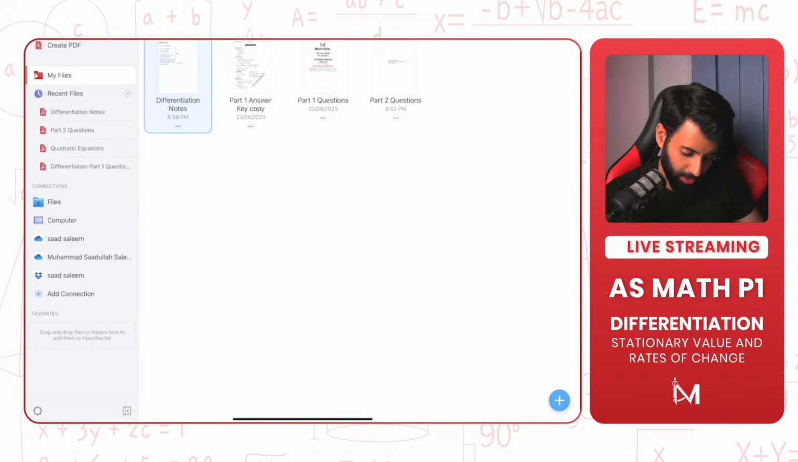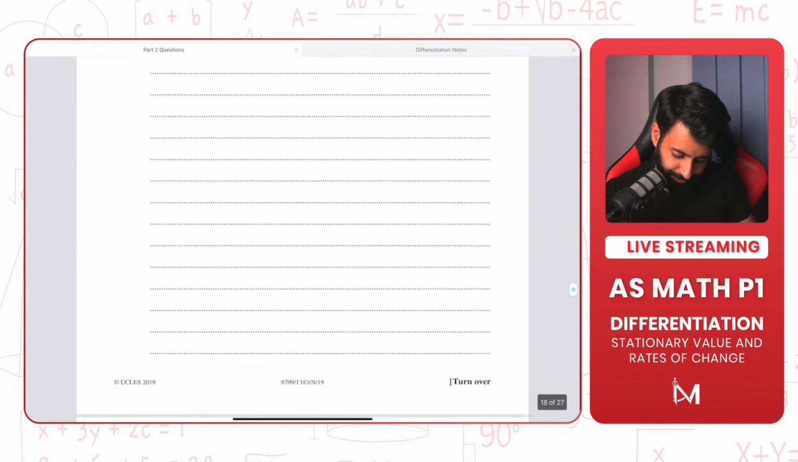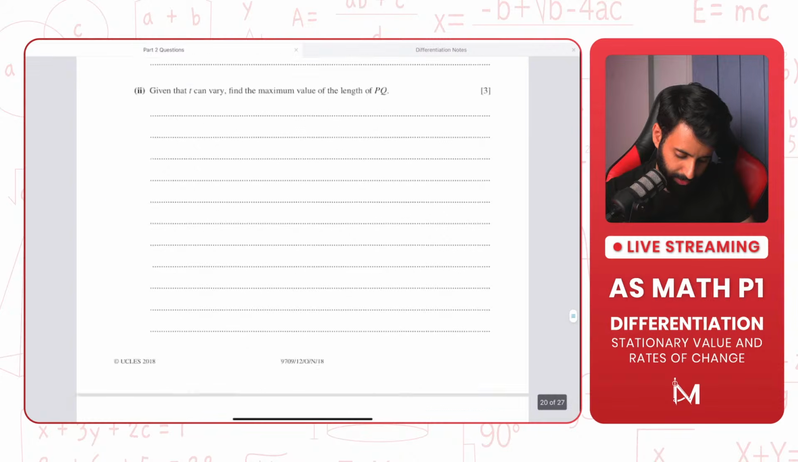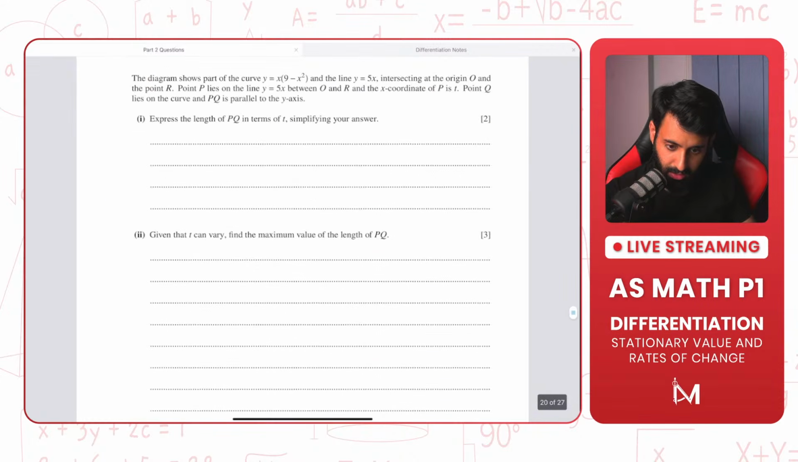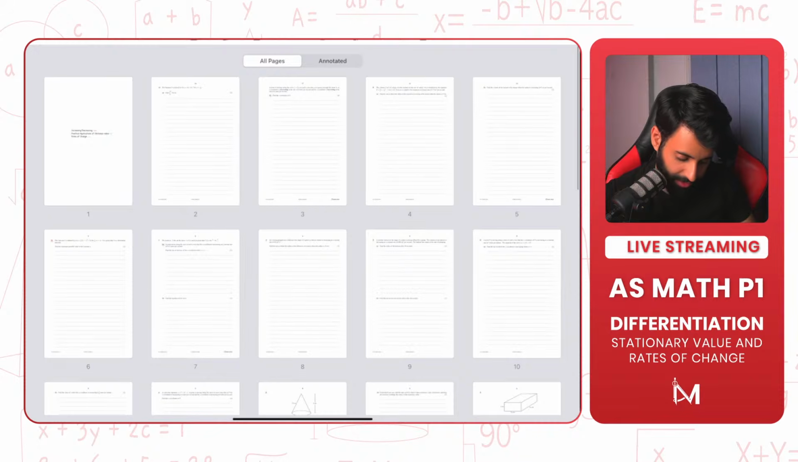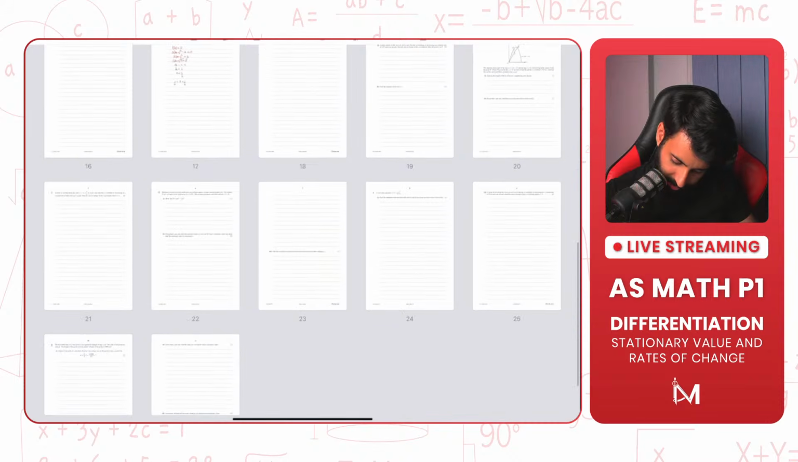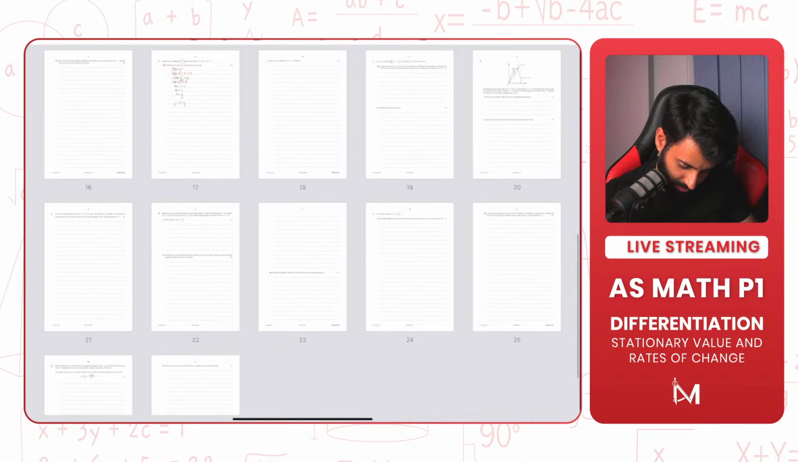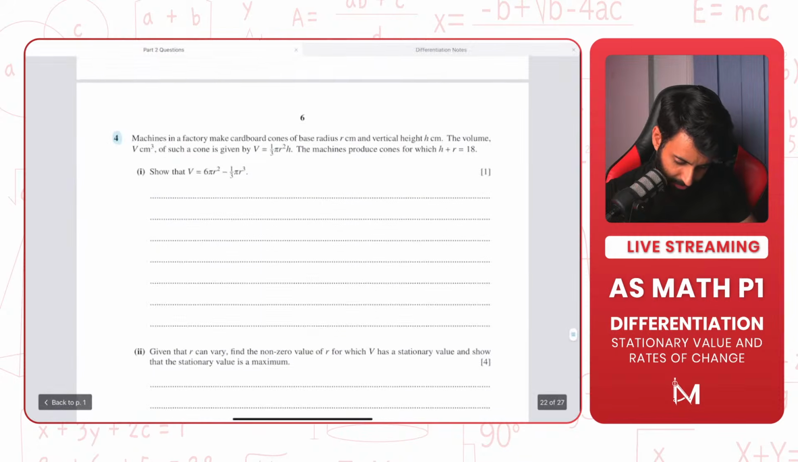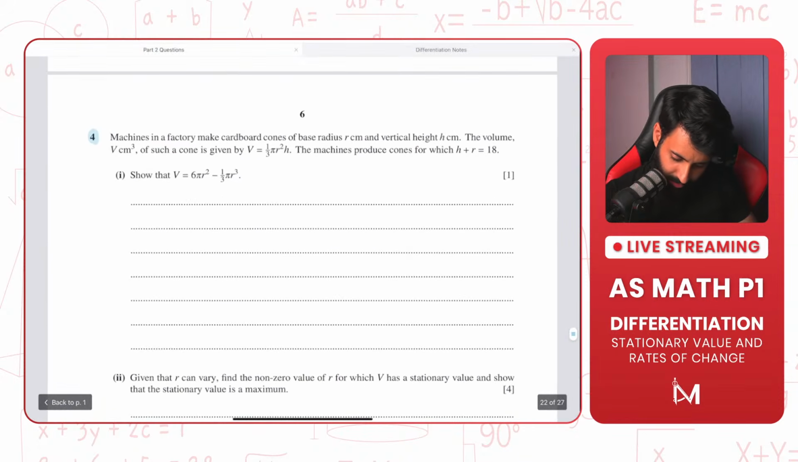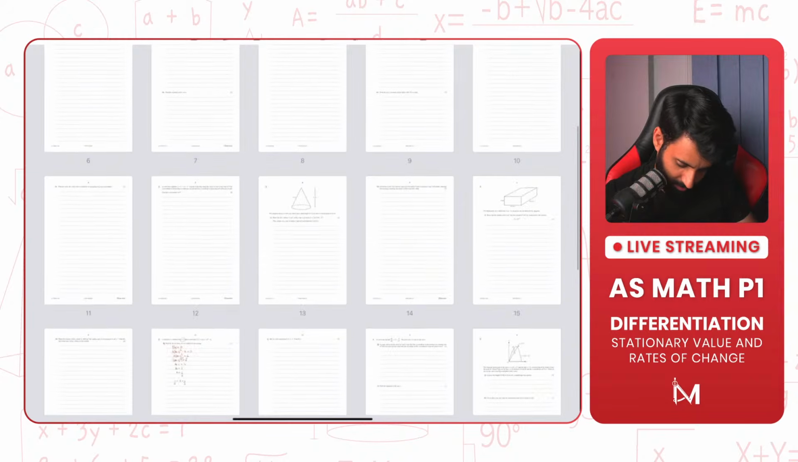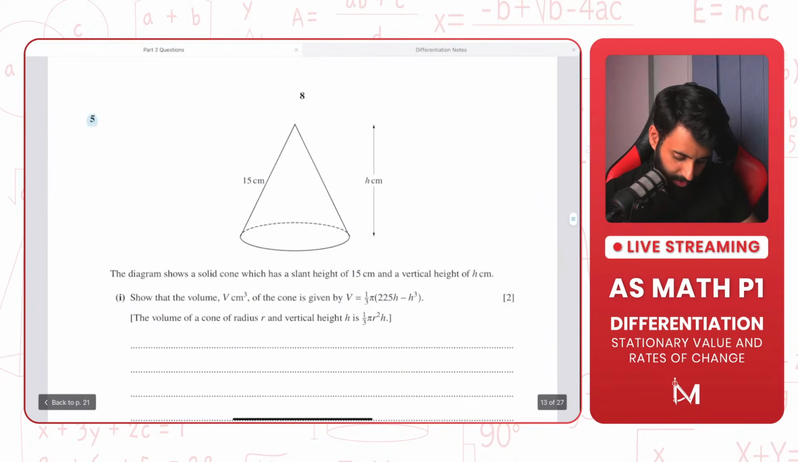Okay, let's do a past paper question of this concept here, and then we'll do a past paper question of stationary value, of rates of change. Okay, let's try this question.